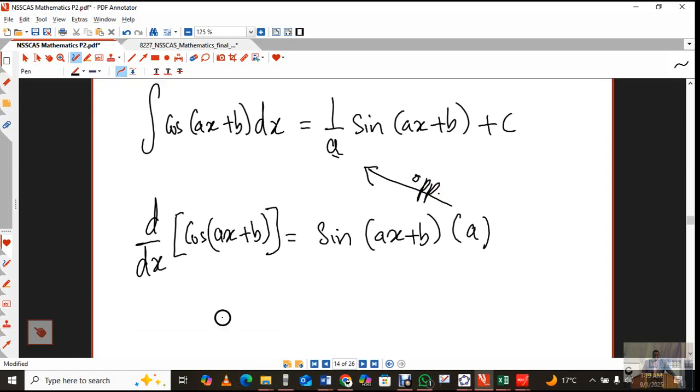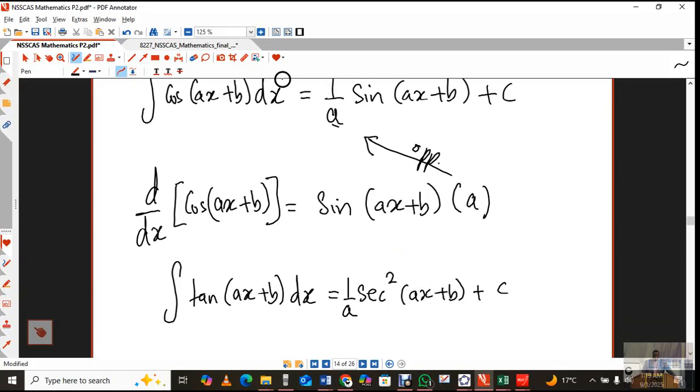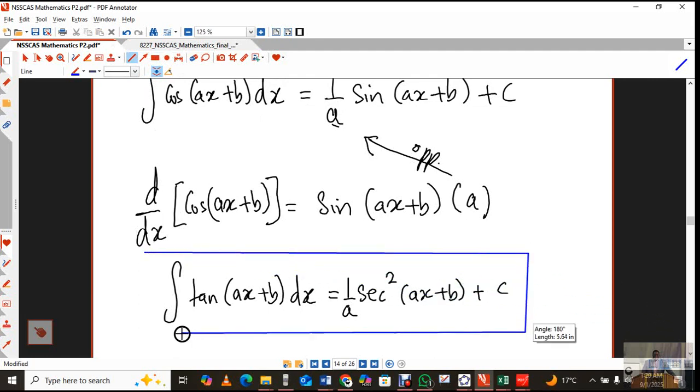So the last one that we have, if you were asked to integrate tangent of ax plus b with respect to x, then remember the tangent is sec square of ax plus b plus the constant of integration. Again, you will be multiplying with 1 over a. Just make sure that at least you know this, because these things are not given in your formula sheet, and we expect you to know them.